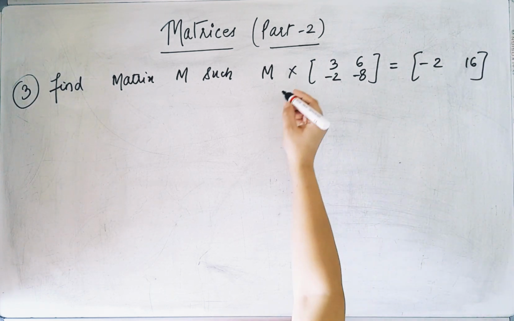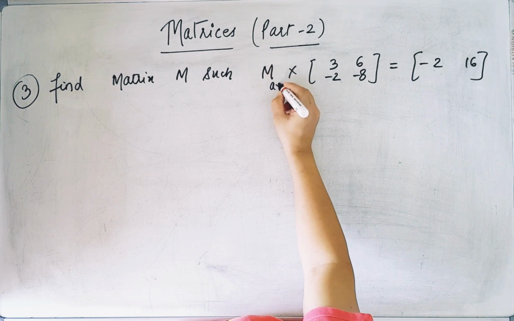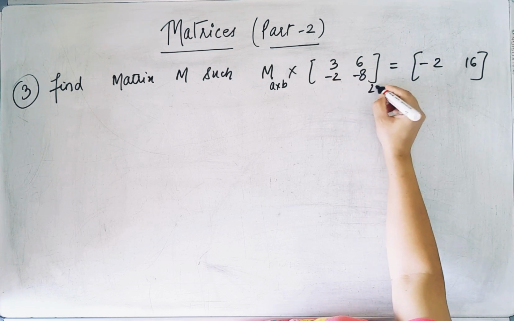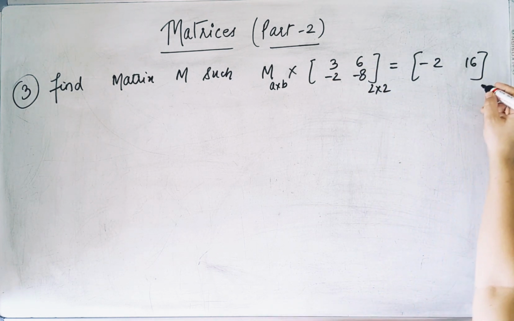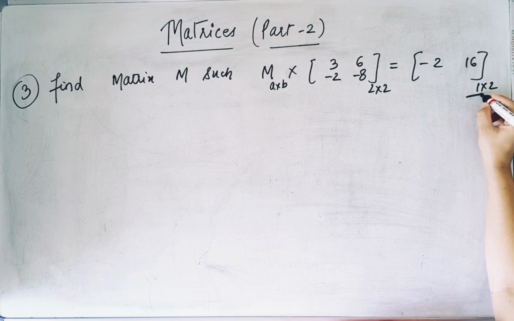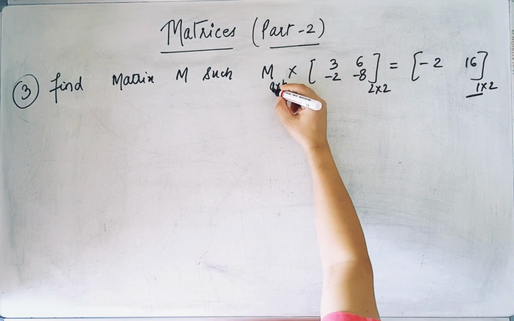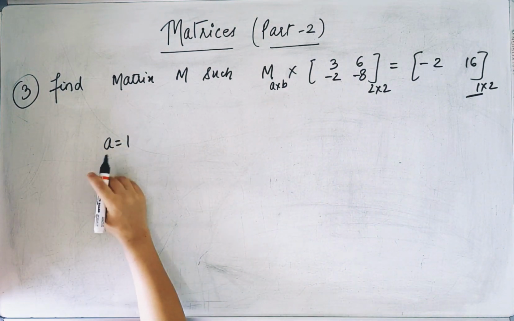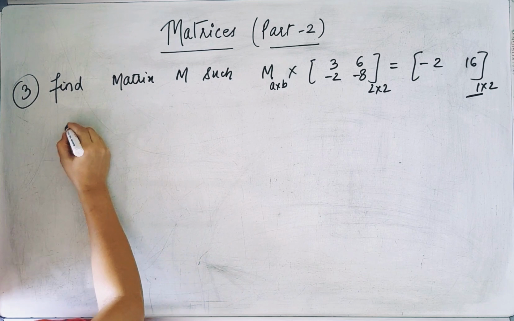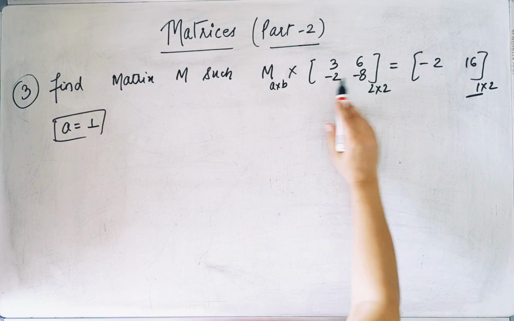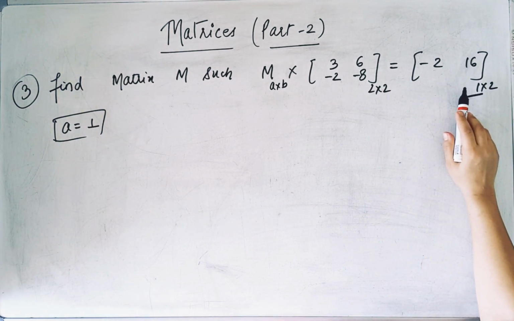Now see, let's suppose the order of this matrix is A into B, because we don't know. And here the order is what? 2 into 2. What is the order of this matrix? 1 into 2. Now here, what order do we get? This is the row, meaning these are the rows of the first element. That means I can write A is equal to 1. A is 1, because we know row into column is the row into column of this matrix.